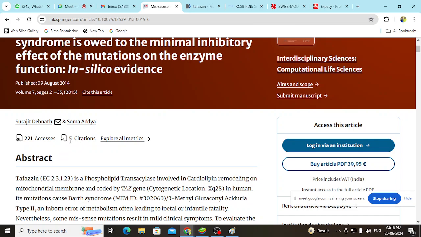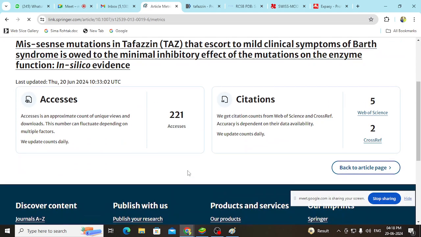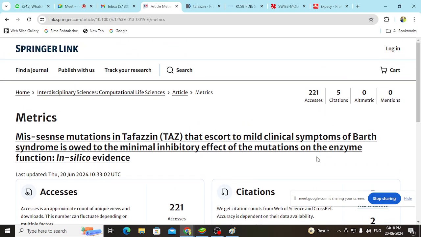As you can see, in this particular one only, there are 5 citations, and there have been many accesses also. So many people have tried to study from this. In Web of Science there are 5 citations, and in CrossRef there are 2 more citations. Citation means, for example, you have identified a particular problem and published a research paper on it. If somebody comes back to your research and searches for the information that you have gathered, it indicates that your research has some value. Okay.